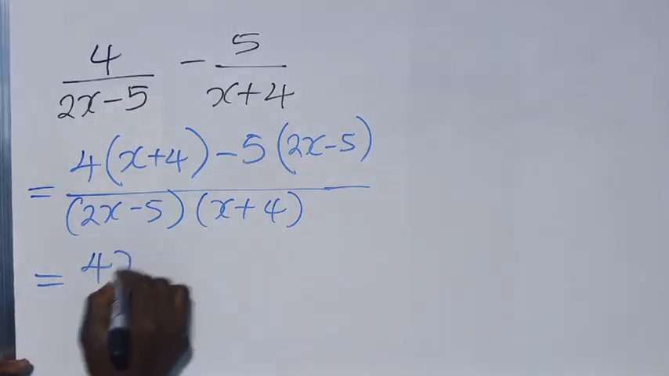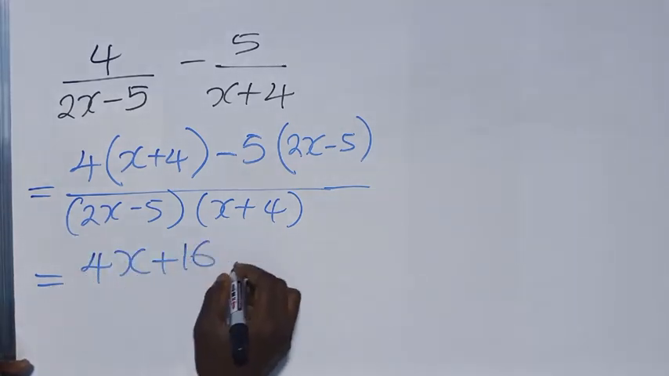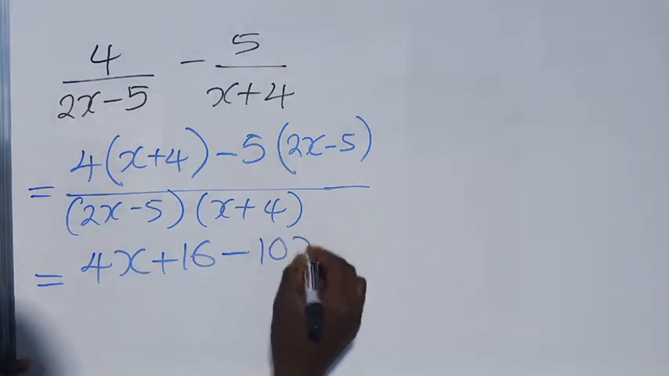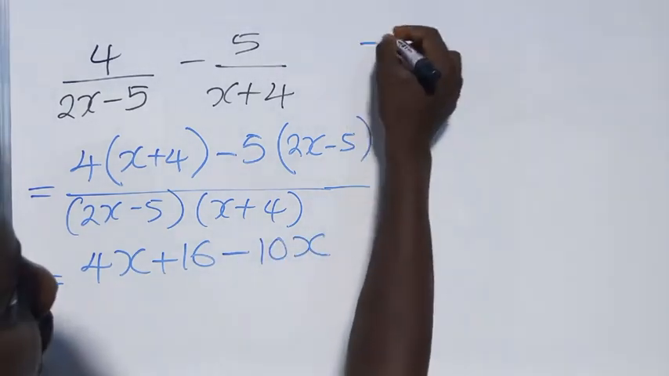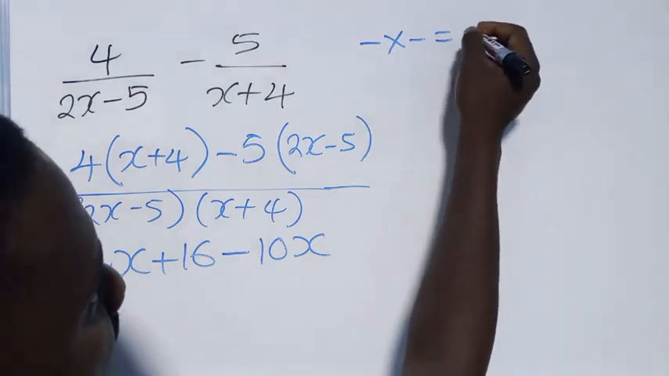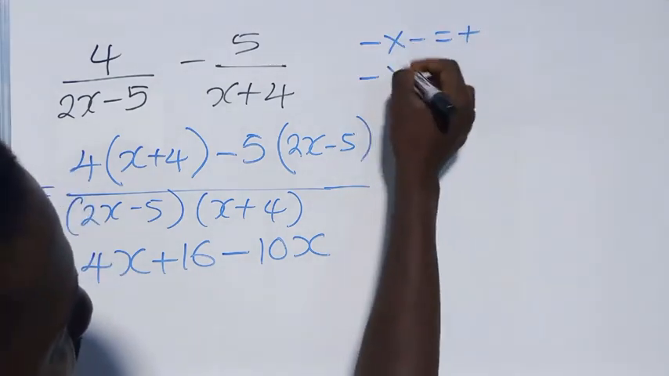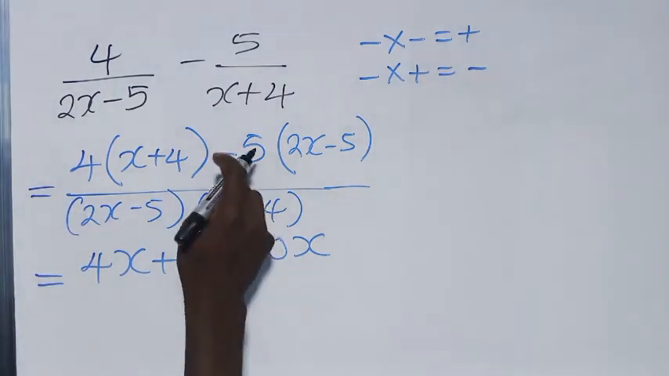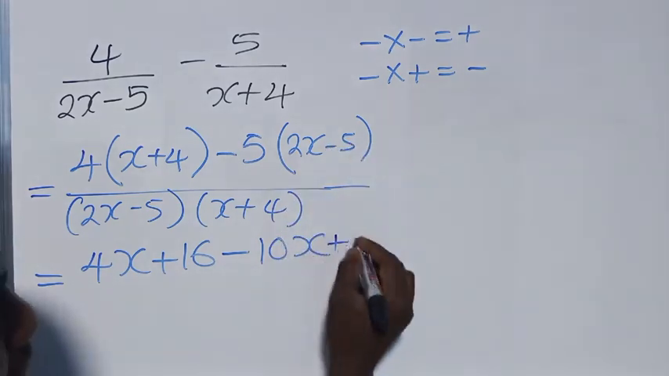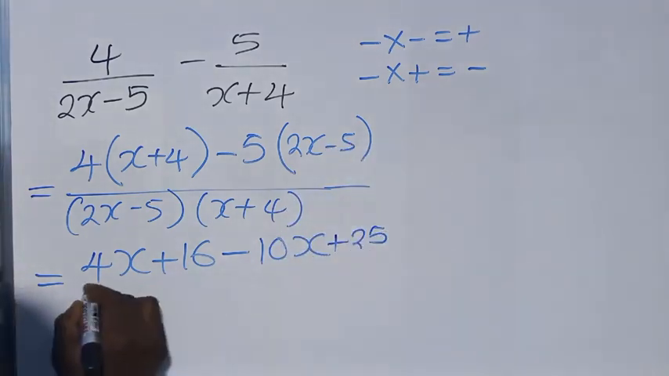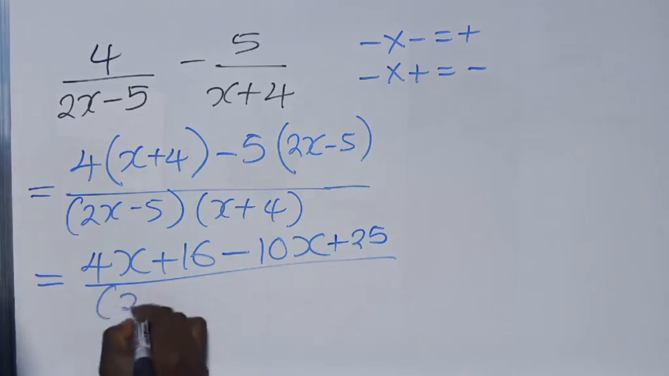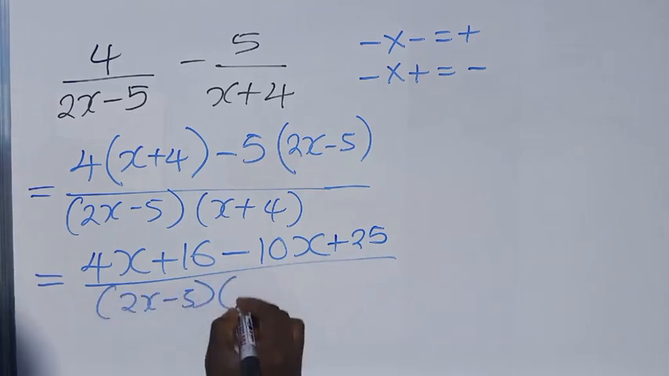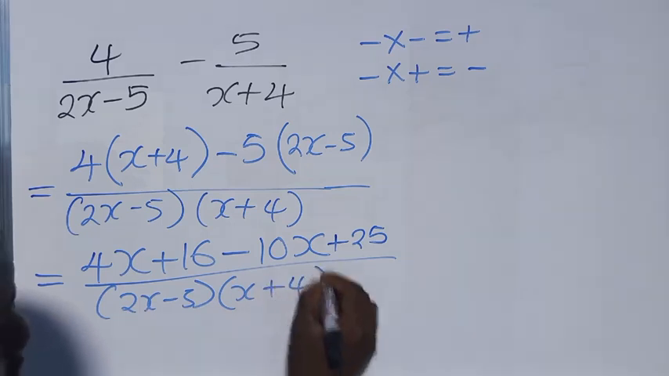We are going to get the 4x there plus 16 minus 10x. Now, negative and negative, you are getting a positive. A negative and a positive, you are still getting a negative. So negative 5, a negative 5 there, you are going to get 25. Then you have a situation like that, x plus 4.